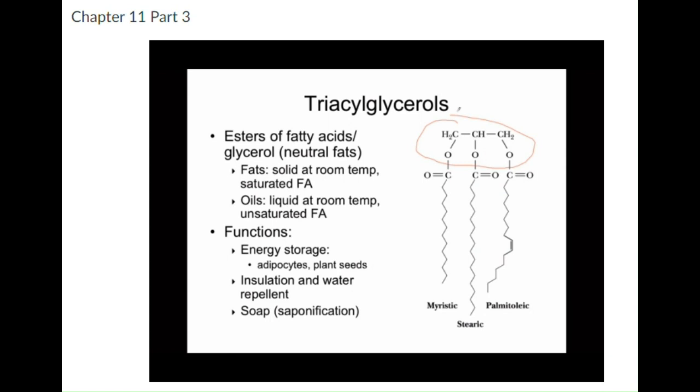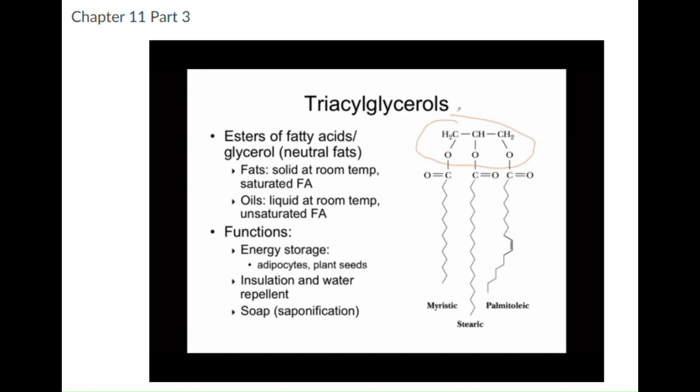We also use them as a source of insulation and water repellent nature. Basically, a lot of marine animals tend to have a pretty thick layer of triacylglycerol somewhere on their body, and this is meant simply to prevent the loss of heat. So animals that live in very cold environments tend to have a fairly large amount of triacylglycerols to prevent heat loss.